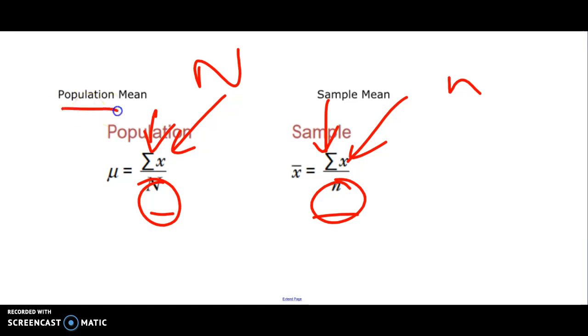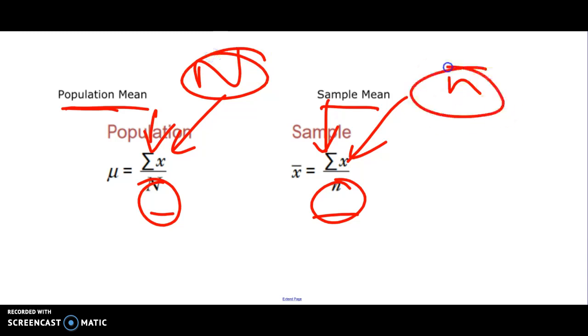Think about that. If you're talking about sample and population, and you say how many things are in one and how many things in the other, it's nice and easy to look at it and say, look, there's big N, that means population, little n means sample. Really easy to remember which one's which. Population is always going to be bigger than sample, or at least as big as the sample.